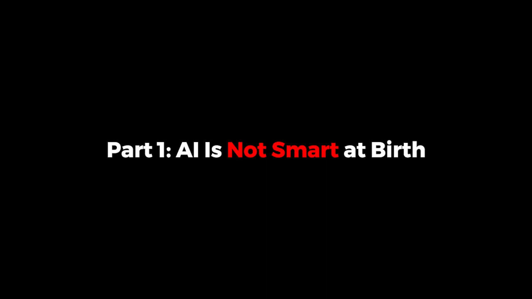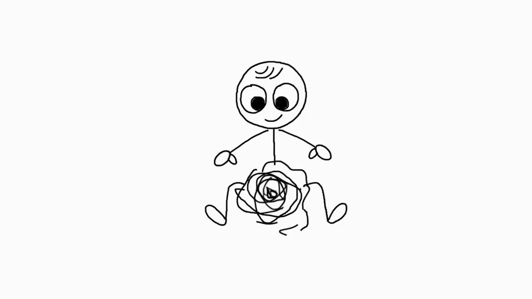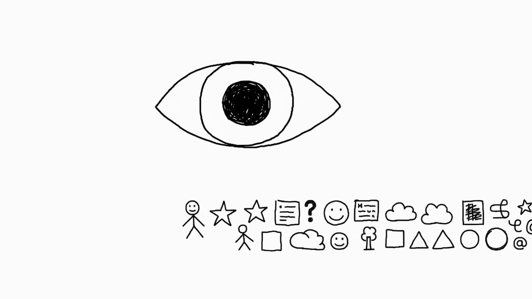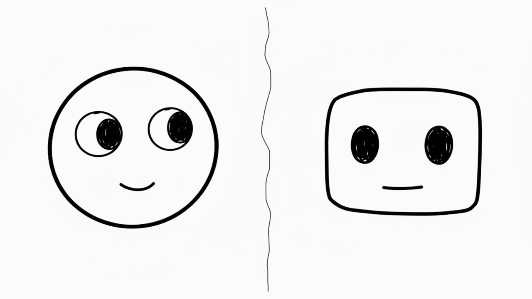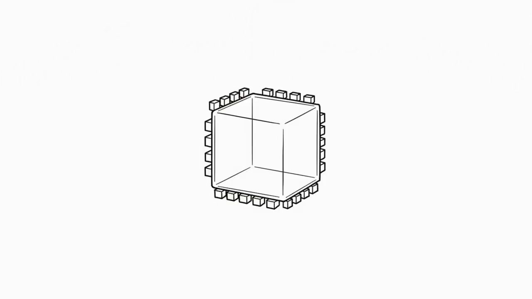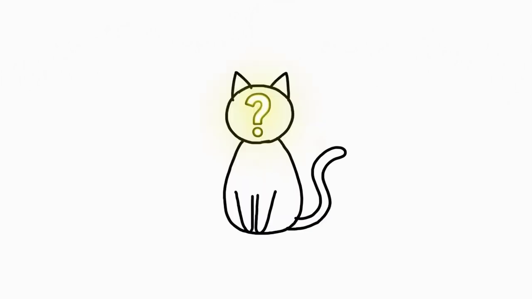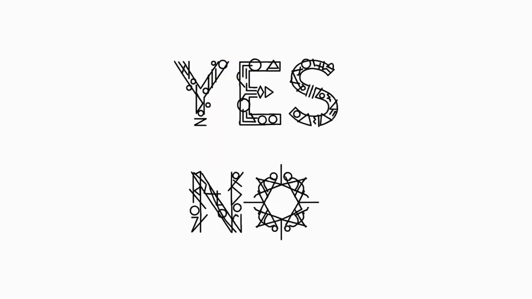Part 1. AI is not smart at birth. When a human baby is born, it knows almost nothing. It learns by seeing, by touching, by making mistakes. AI is similar. When an AI is first created, it knows nothing. It does not know what a cat is. It does not know what a face is. It does not even know what yes or no means. It is empty, just like a blank page.